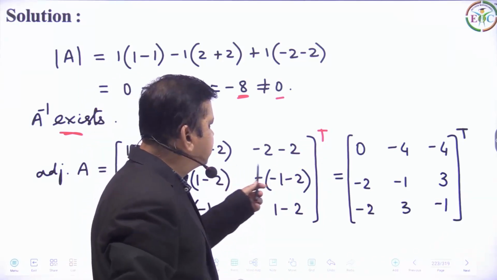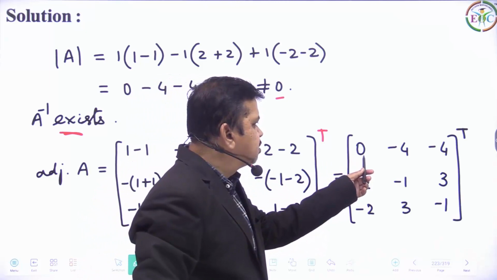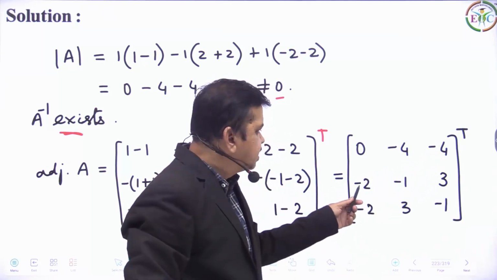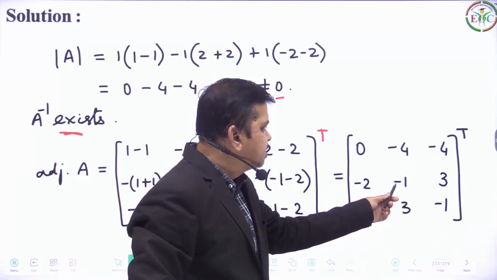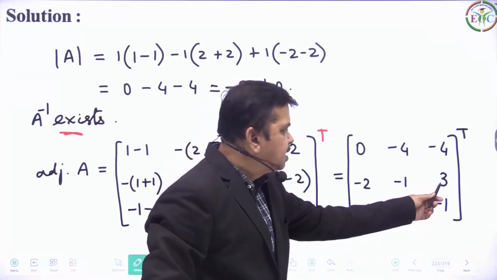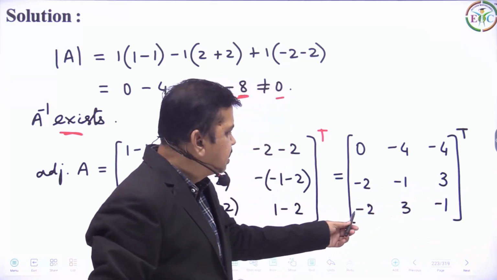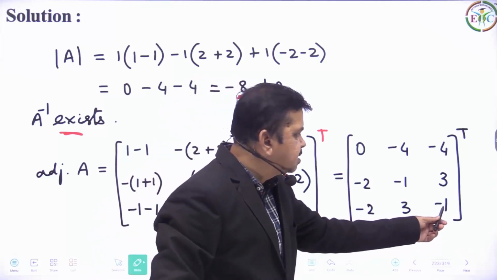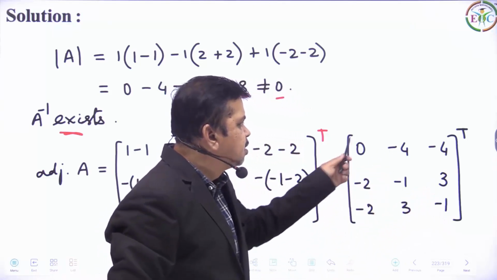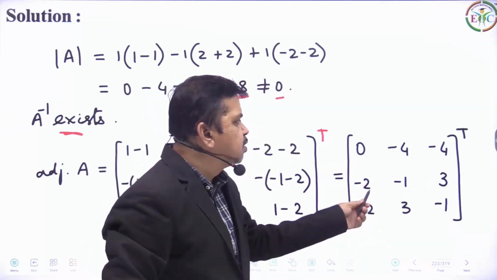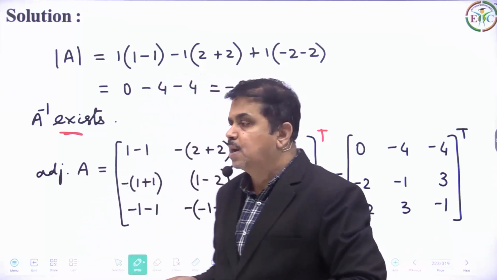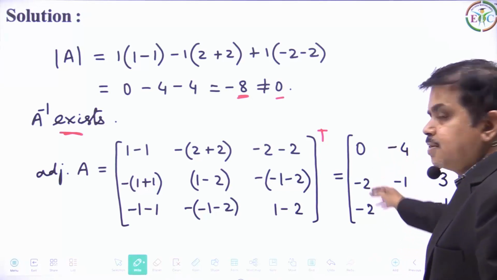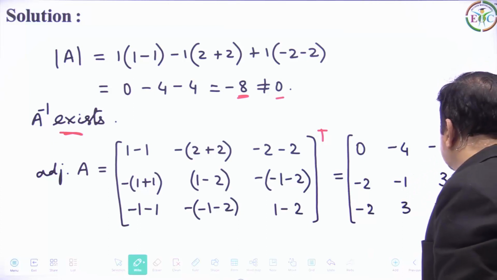On simplification we have A11 equal to 0, A12 equal to minus 4, A13 equal to minus 4, A21 equal to minus 2, A22 equal to minus 1, A23 equal to 3, A31 equal to minus 2, A32 equal to 3, and A33 equal to minus 1. So these are the cofactors. The transpose of the cofactor matrix will be the adjoint A matrix. So by changing the rows into the corresponding columns, we get the adjoint A matrix.